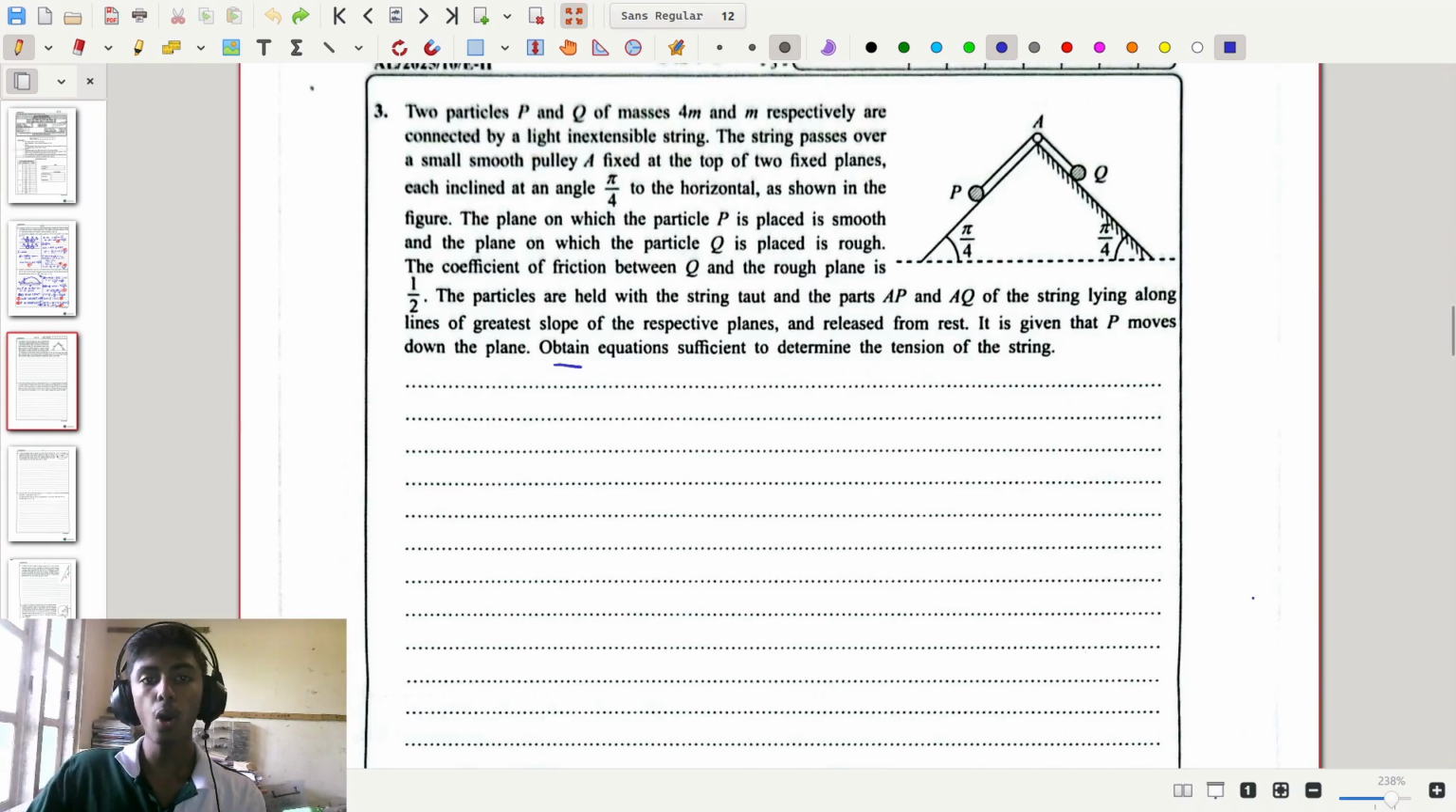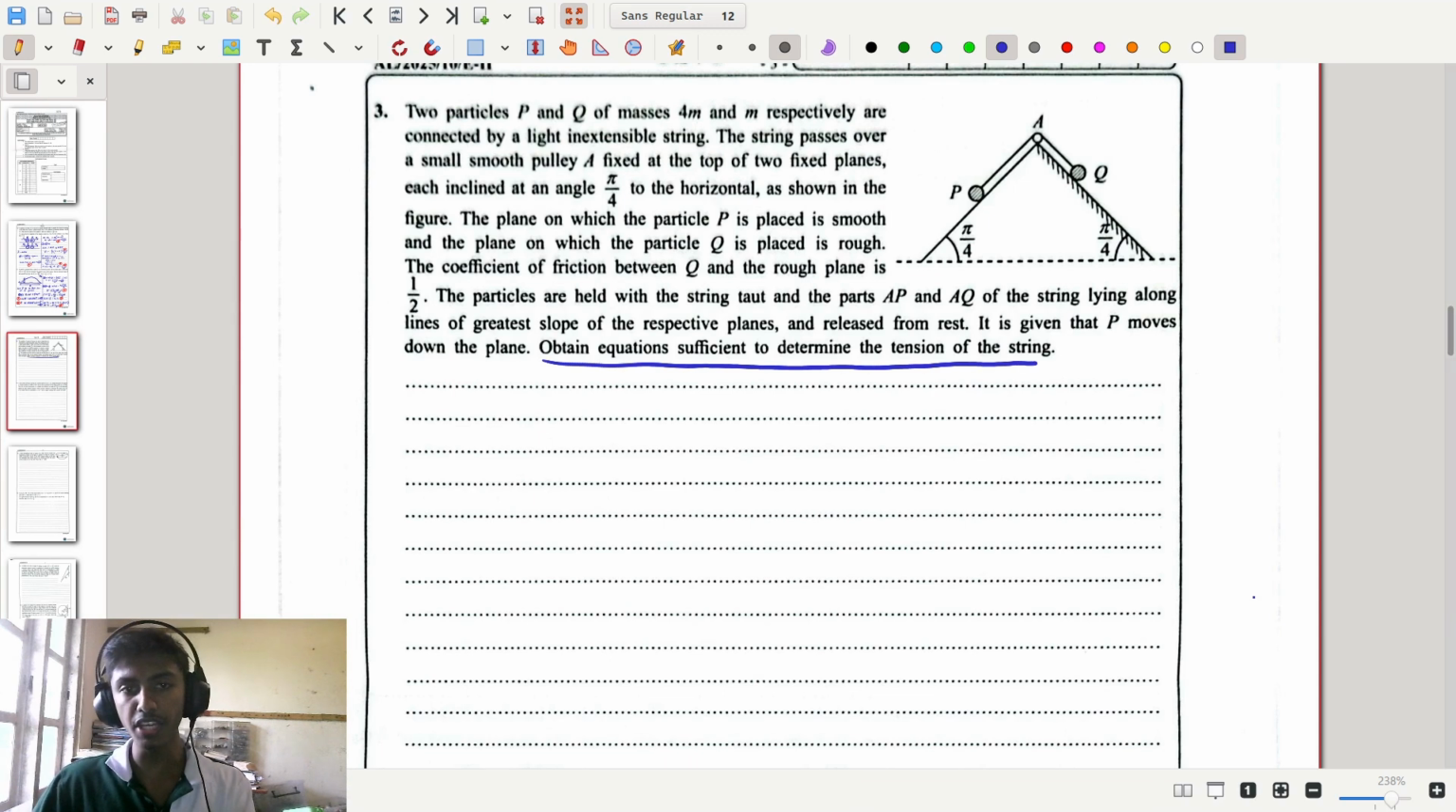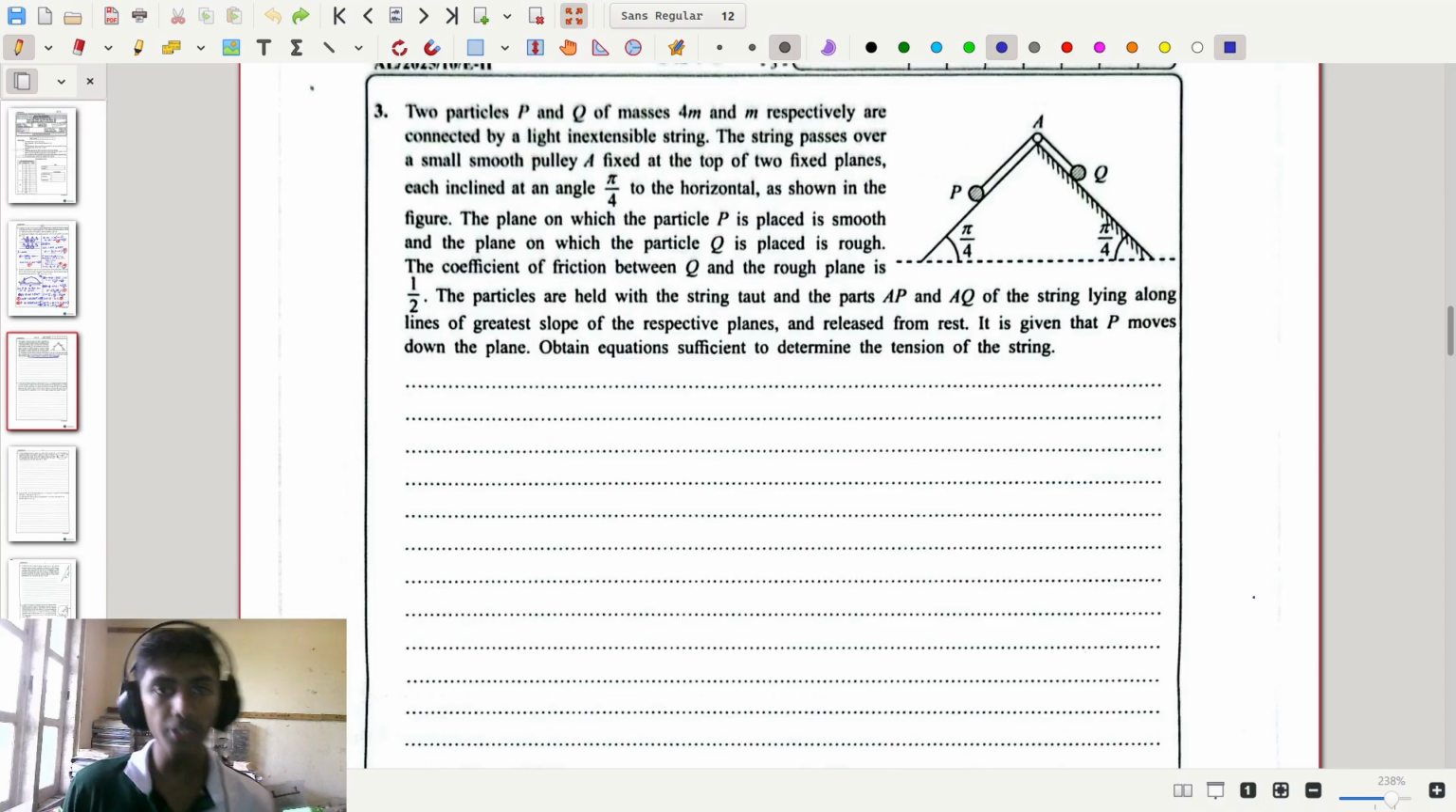Finally, it says obtain equations sufficient to determine the tension of the string. Now this one line makes this question extremely easy. If you consider the entire question, it looks quite big, which might make you think the question is difficult. But this one line, obtain equations sufficient to determine the tension of the string and not solve for the tension of the string, makes this question very easy, because all you need to do according to this instruction is simply create a bunch of simultaneous equations that you can substitute and solve and simplify down to get tension equals some variables on the right side that we do know.